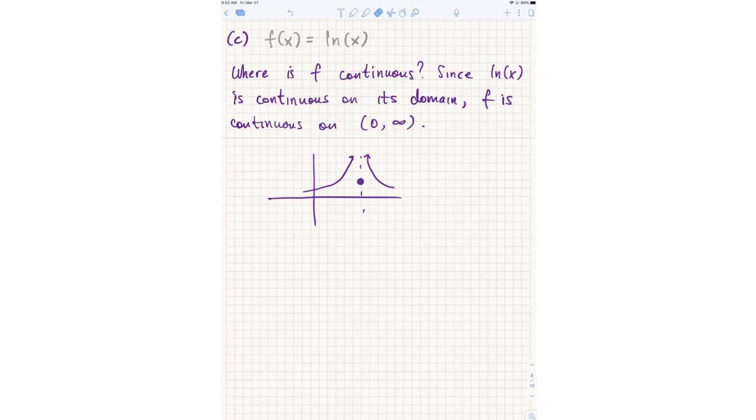Because if the function has a vertical asymptote anywhere, say the vertical asymptote happened to be at x equals 4, then obviously the function cannot be continuous at x equals 4, right? There's no way you can have a vertical asymptote and still be continuous. So asking where the function is continuous kind of gives you a candidate. It tells you where to look for vertical asymptotes.